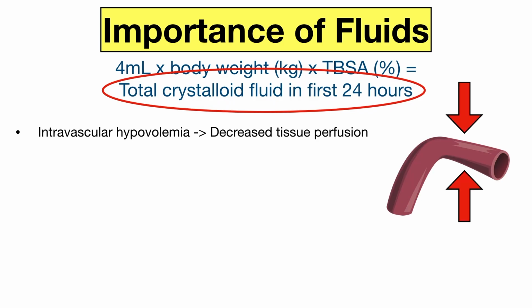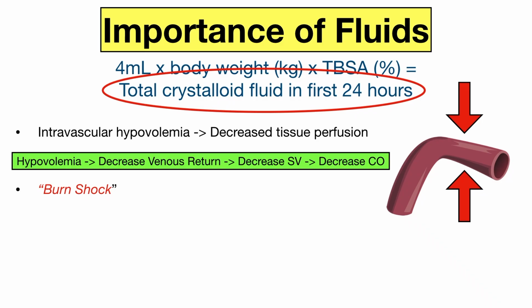The body will try to increase vascular resistance by constricting blood vessels in order to maintain tissue perfusion. The increased vascular resistance mixed with worsening hypovolemia can lead to worsening tissue perfusion, known as burn shock. Not to mention, cardiac output can also decrease from the hypovolemia. Hypovolemia can decrease venous return to the heart, which can decrease stroke volume, which can decrease cardiac output.